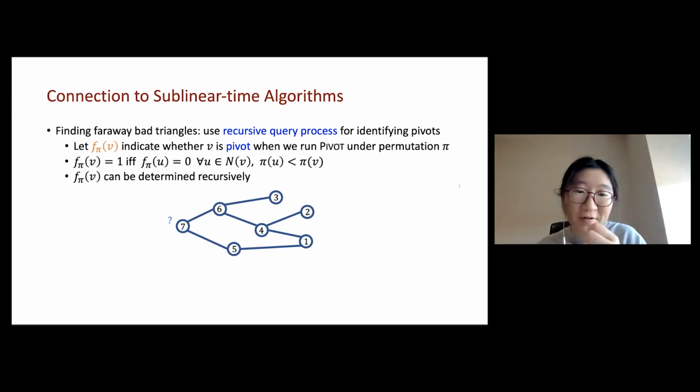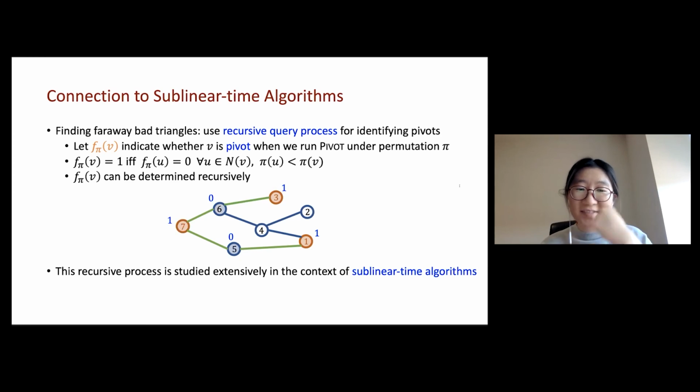So for example, we wonder whether this vertex 7 here is a pivot or not. It will recursively query this neighbor 5, which has smaller rank than 6. And 5 will continue to query its neighbor 1. And vertex 1 turns out to be a pivot because it has no other smaller rank pivot neighbors. So 5 knows that it's not a pivot. So 7 then turns to query the vertex 6. 6 queries 3, and 3 turns out to be a pivot. So 6 is not, and then we know 7 is a pivot.